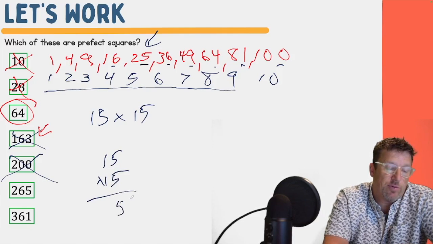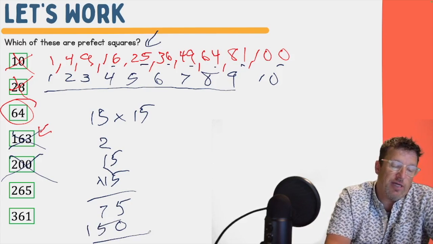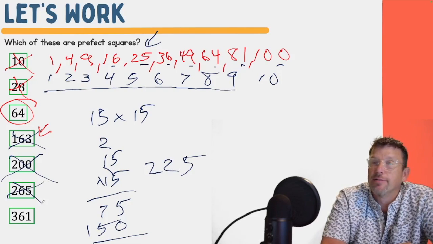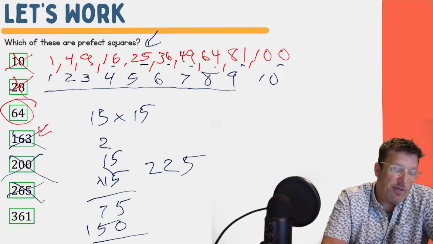5 times 5 is 25. 5 times 1 is 5 plus 2 is 7. Put your 0 here. And then 1 times 15 is 15. And if we add those up, I'll go ahead and give you the answer over here. It equals 225. Well, that doesn't work, right? And now we're down to one last chance, the one that ends in a 1.